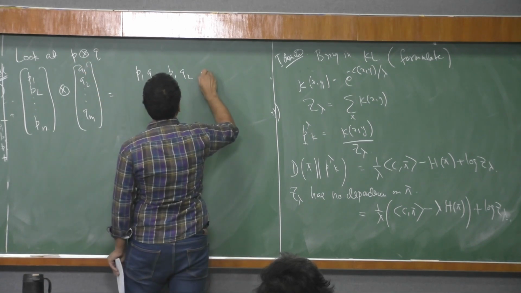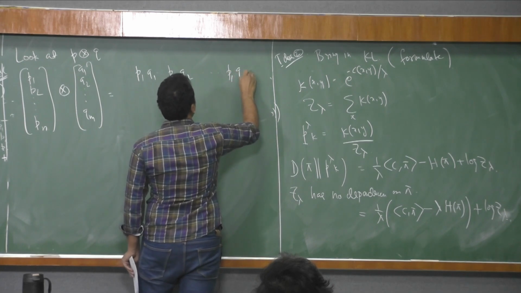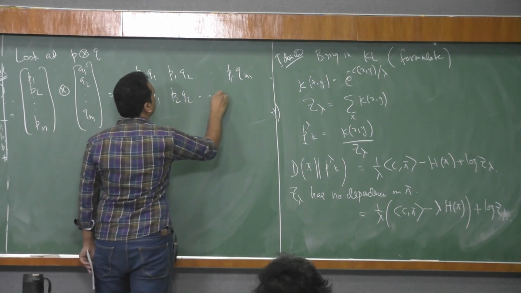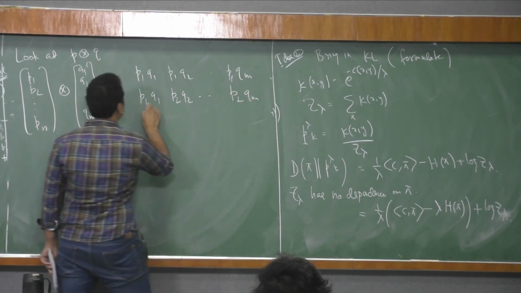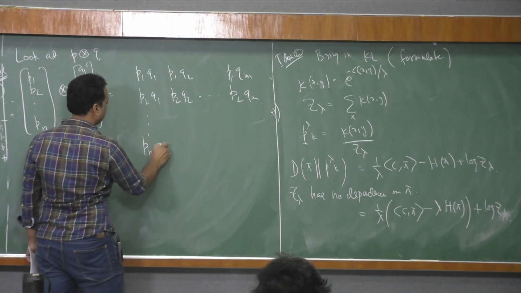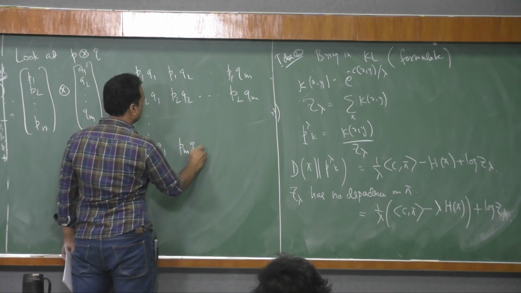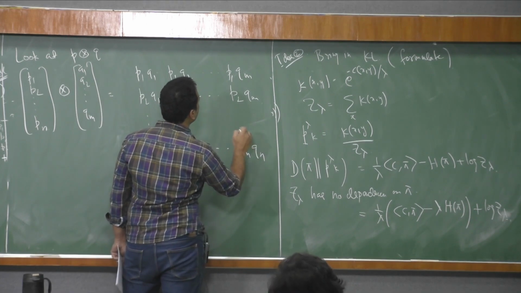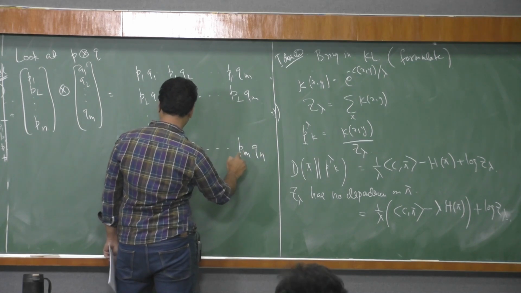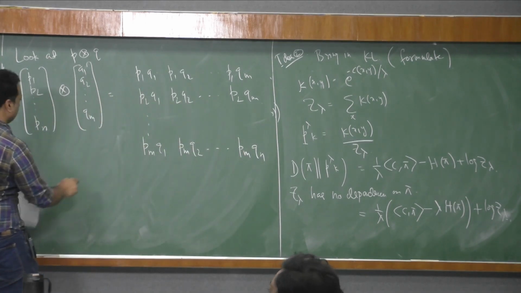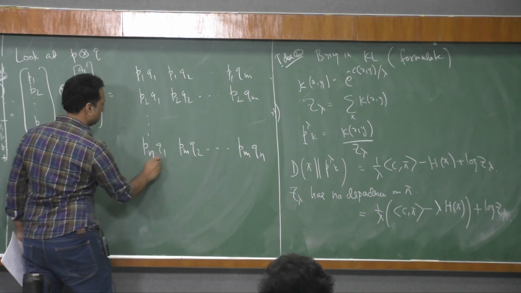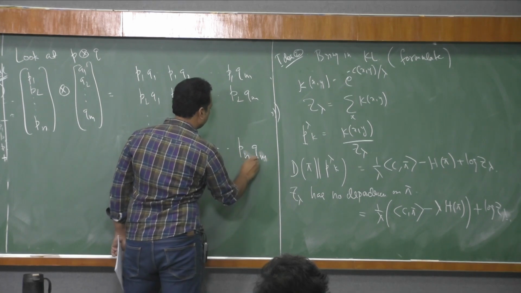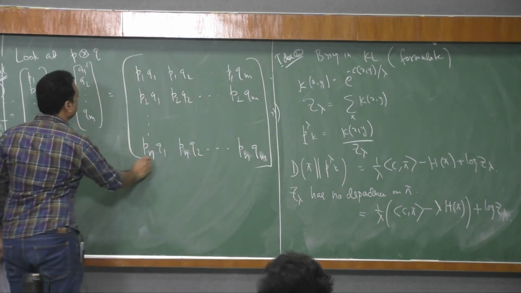So this is p1 q1, p1 q2, p1 qm, and then p2 q1, p2 q2, p2 qm, and then we have pn q1, pn q2, pn qm. So we have to make it so that p goes to n and q goes to m. Okay, so this is an outer product.